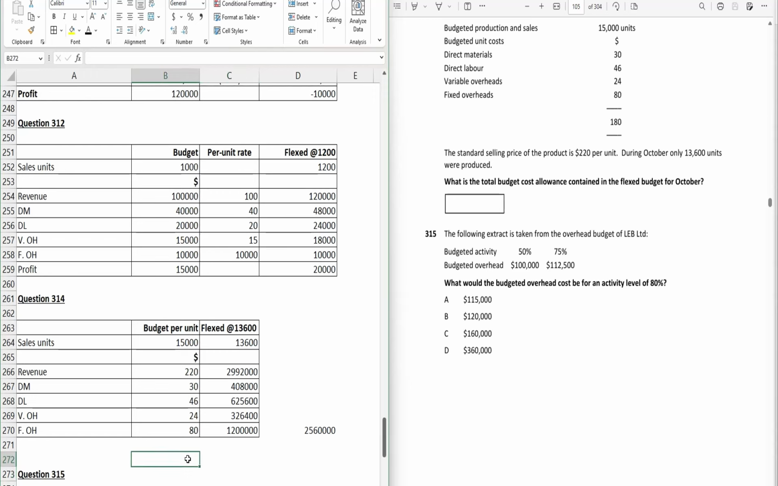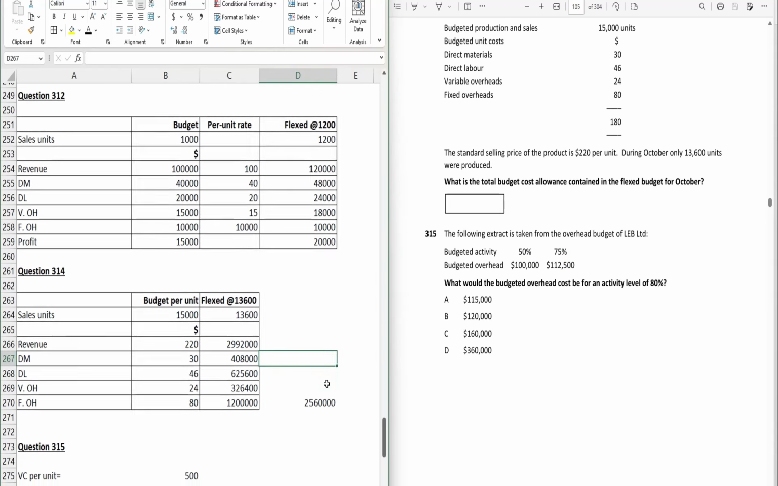In the high-low method, we calculate the variable cost per unit, by subtracting the costs and dividing by the difference in the level of activity. Here I have done it for you. I took 112,500, subtracted the 100,000, and divided by the difference in the level of activity, and this gives me the variable cost per unit of 500. Now we will put this variable cost per unit into any one level of activity. So I will go for 75%.